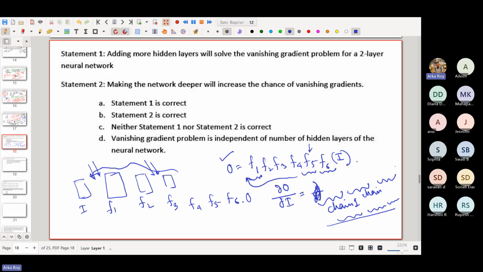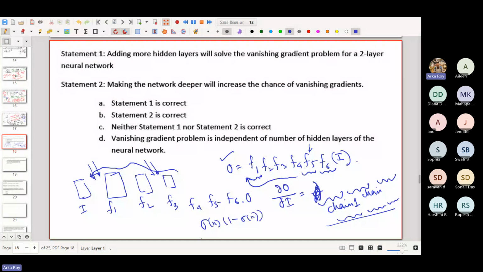And with this chain rule, if you increase the number of layers, the multiplication will increase. As well, for example, if you are using sigmoid activation, the derivative of sigmoid is sigmoid of x times 1 minus sigmoid of x. Let's say at some point you are getting sigma of x as 1/4. You can see 1 minus 1/4, and this multiplication will go down even further.